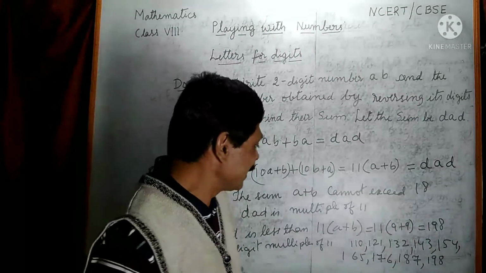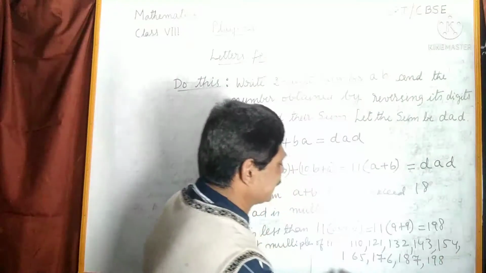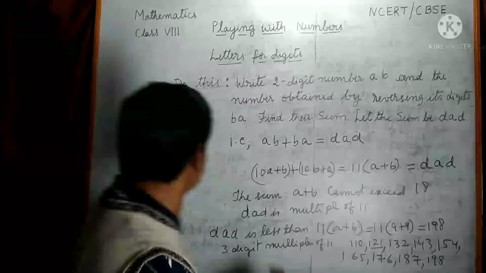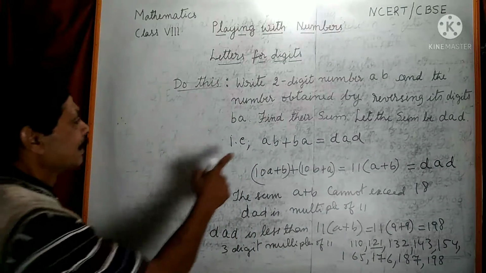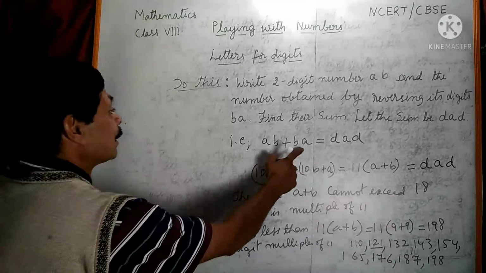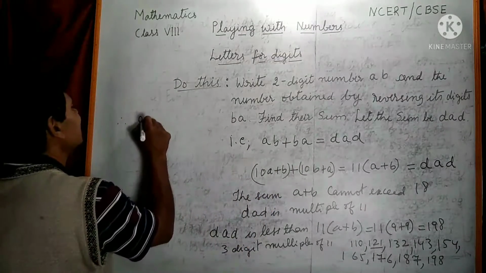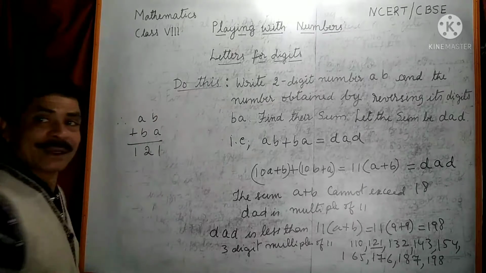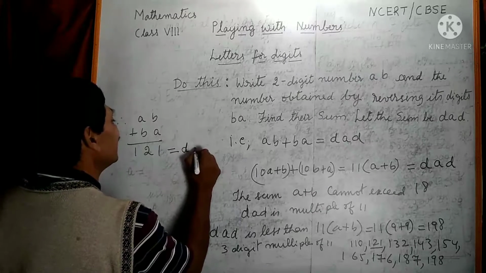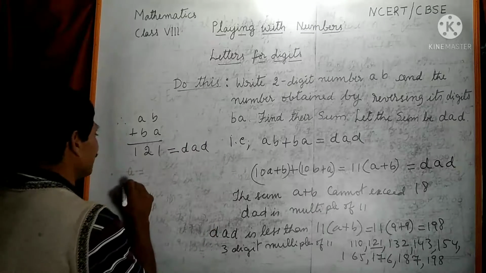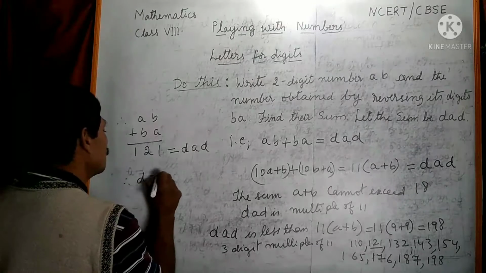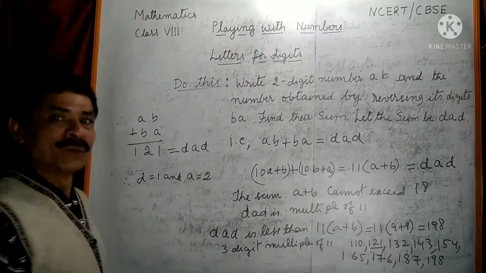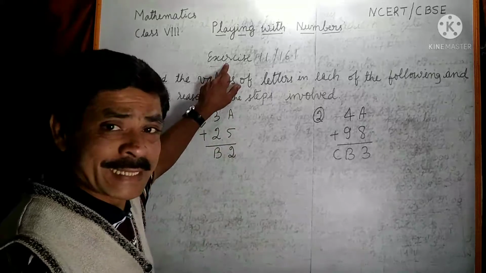So now here DAD will match 1 to 1. Therefore, A plus B plus B, AB plus BA is equal to 121. This is equal to DAD. Therefore, D is equal to 1 and A is equal to 2.